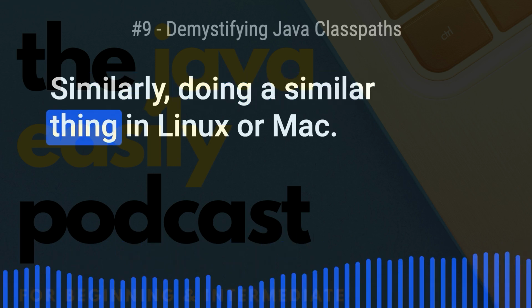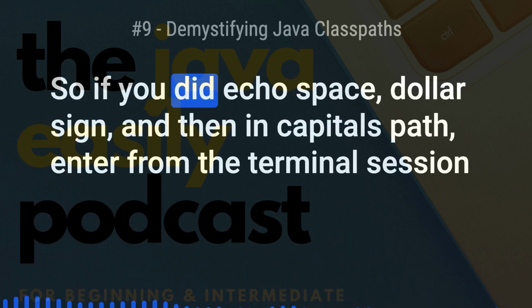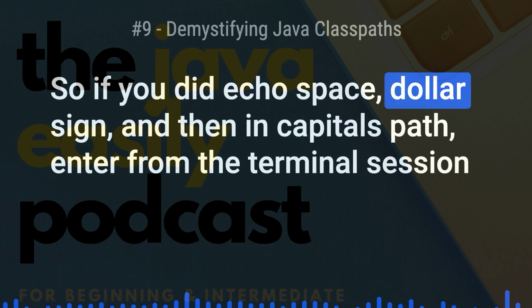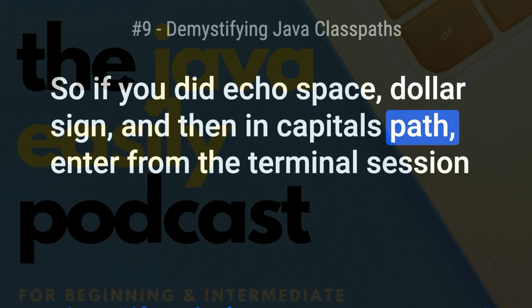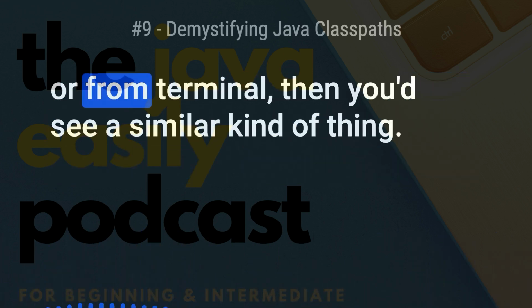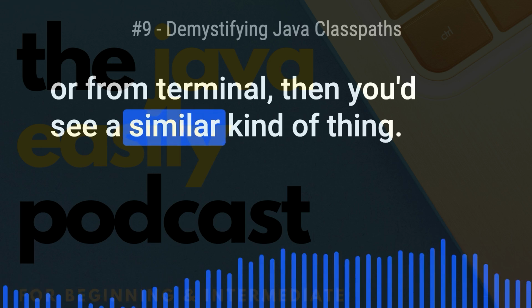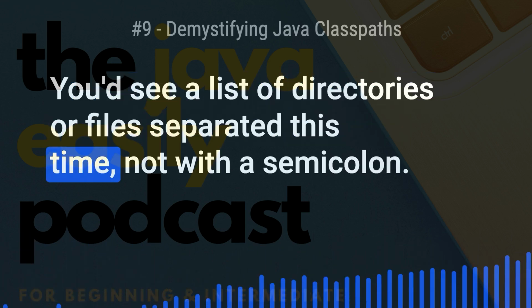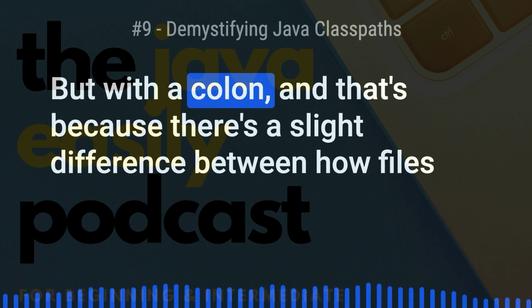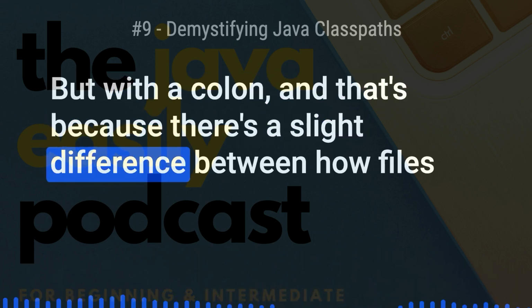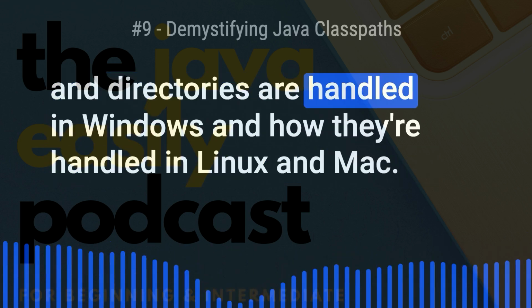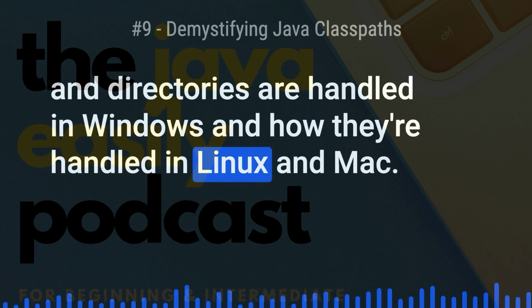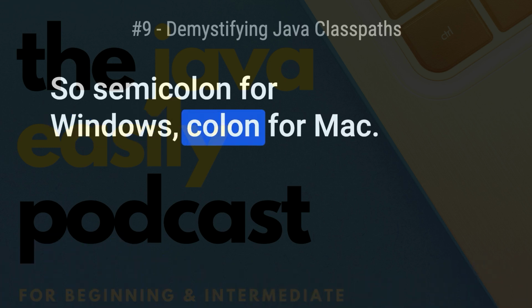Similarly, doing a similar thing in Linux or Mac, if you did echo space $PATH, in capitals, enter, from a terminal session, then you'd see a similar kind of thing. You'd see a list of directories or files, separated this time not with a semicolon, but with a colon. That's because there's a slight difference between how files and directories are handled in Windows and how they're handled in Linux and Mac. So semicolon for Windows, colon for Mac.